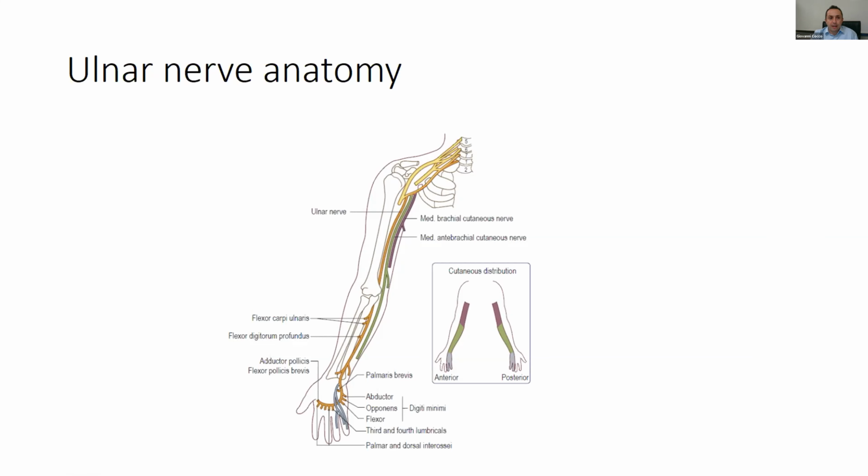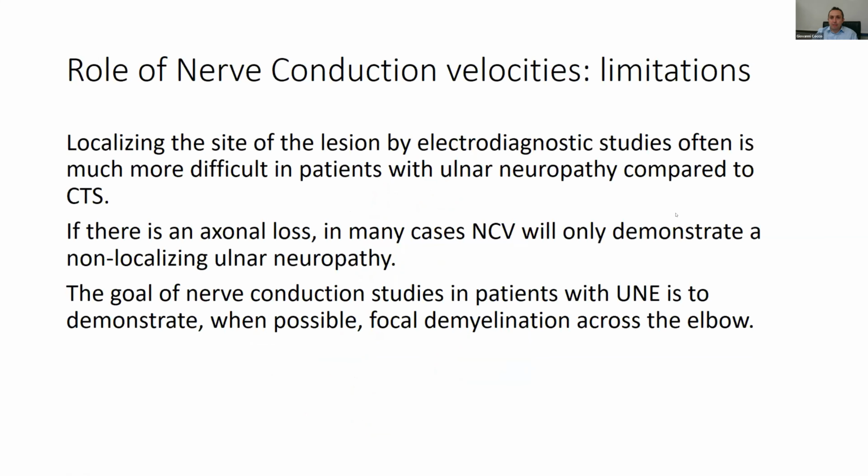So generally, we start the neurophysiological assessment with the nerve conduction velocity. Localizing the lesion with a nerve conduction study is more difficult in patients with ulnar neuropathy compared, for example, to carpal tunnel syndrome. And nerve conduction study, especially when there is an axonal loss, cannot really localize the site of the lesion. Things tend to be easier when there is some demyelination, for example, across the elbow.